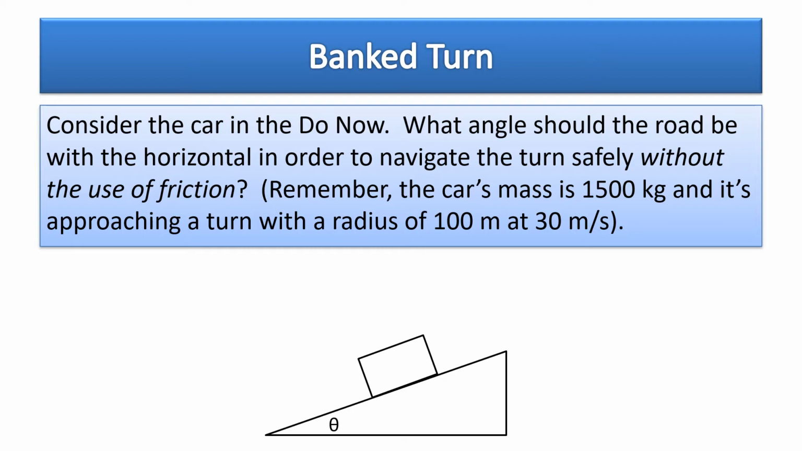Okay, what would this angle have to be so that that component of the normal force that we just talked about is enough to make the car move in a circle? Remember from the do now, in case you didn't do it, it says the car's mass is 1,500 kilograms and it's approaching a turn with a radius of 100 meters at 30 meters per second. So let's do it. No friction, because friction will make it a little bit trickier. What does the angle have to be in order for the car to successfully make the turn?